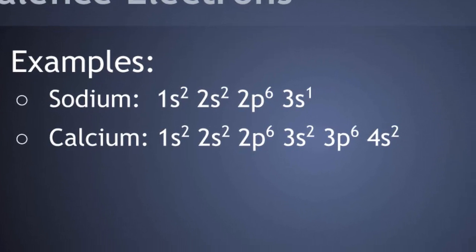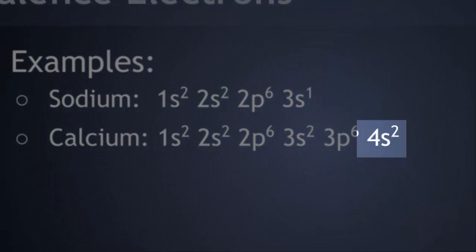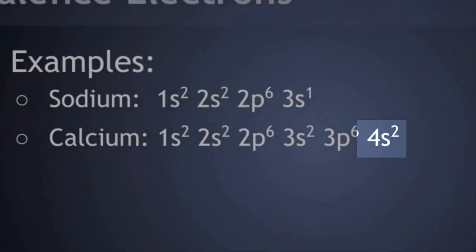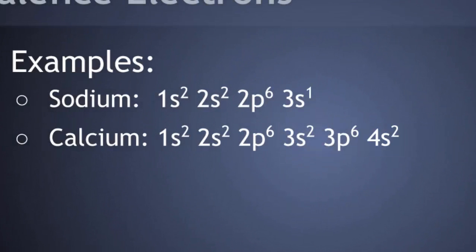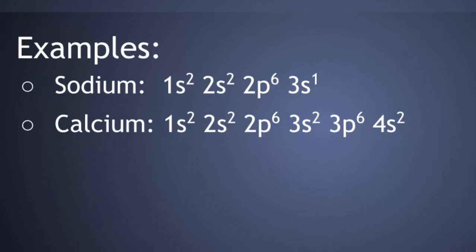Calcium: 1s2, 2s2, 2p6, 3s2, 3p6, 4s2. Again, highest energy s and p electrons. Well, the largest principal energy level here is 4s2. And there are only 2 electrons in the 4th energy level, and they're in the s sublevel. So we say that calcium has 2 valence electrons. We don't count the 3s or 3p because those are below 4.